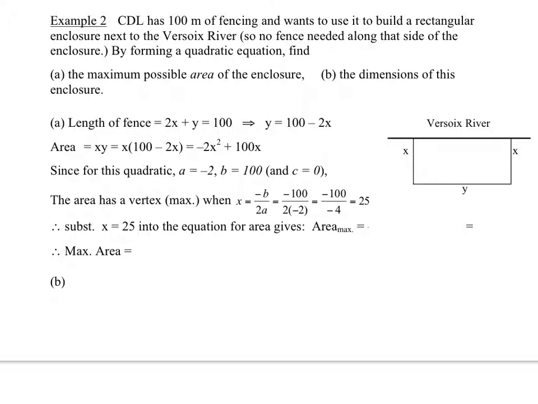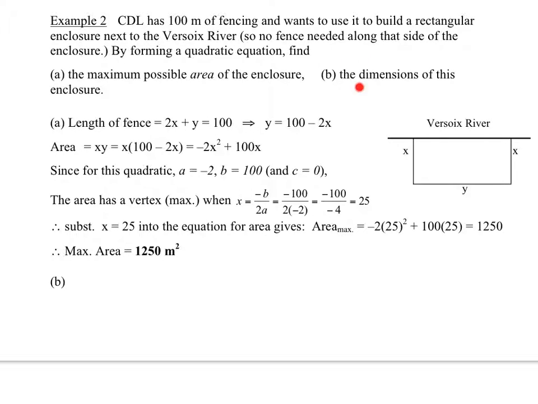If we take that value of x and put it back into the expression for the area, we'll get -2 times 25 squared plus 100 times 25, and that should give us 1,250. So the maximum area is 1,250 square meters.